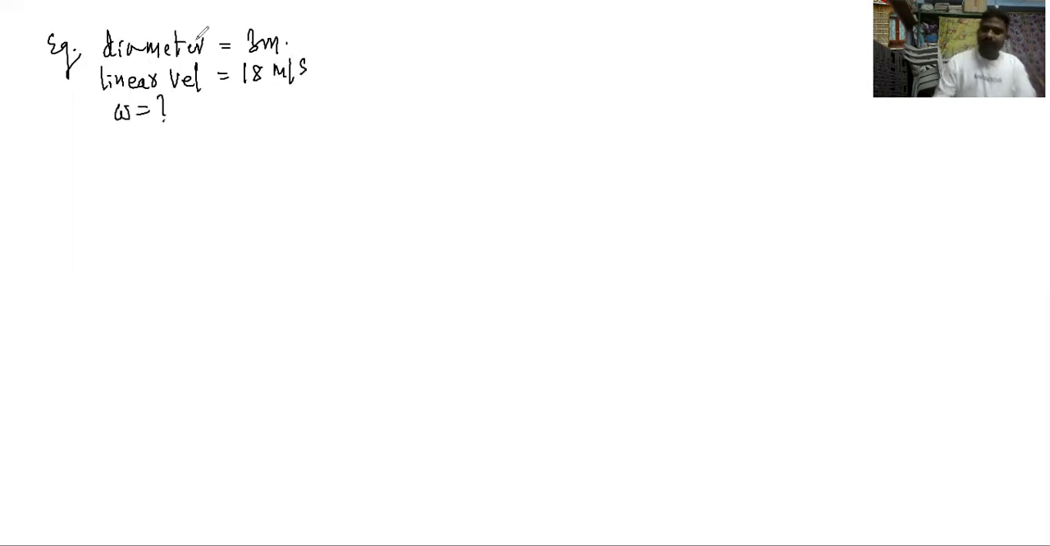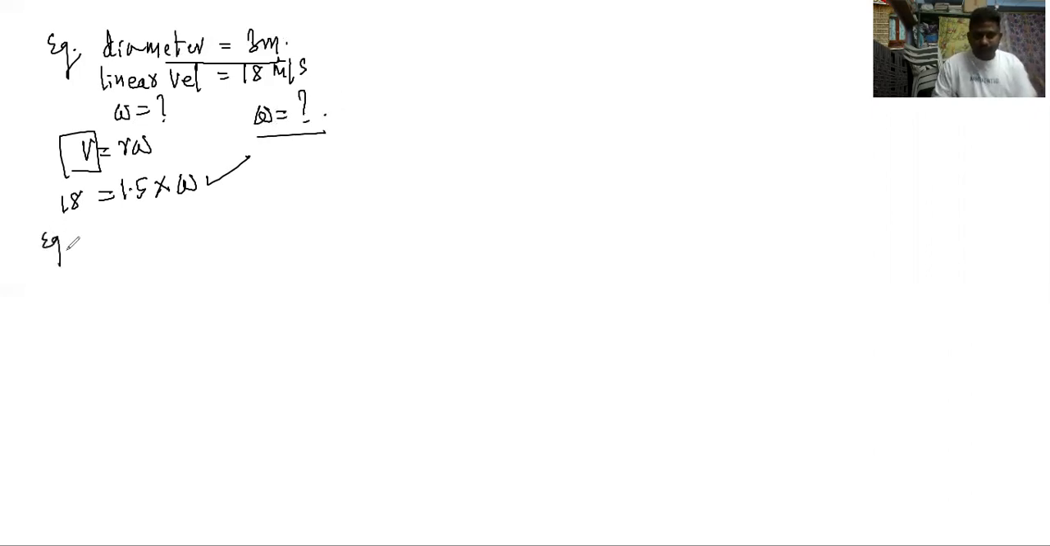They'll give the diameter, which is equal to 3 meters. They'll give you the linear velocity, which is equal to 18 meters per second. They'll ask you to find omega, angular velocity. How can you find this? We know v is equal to R omega. V is given as 18, which is equal to R. This is the diameter, R is half of the diameter. It's 1.5 into omega. From here you can find omega. Find the omega and tell me your answer right now.